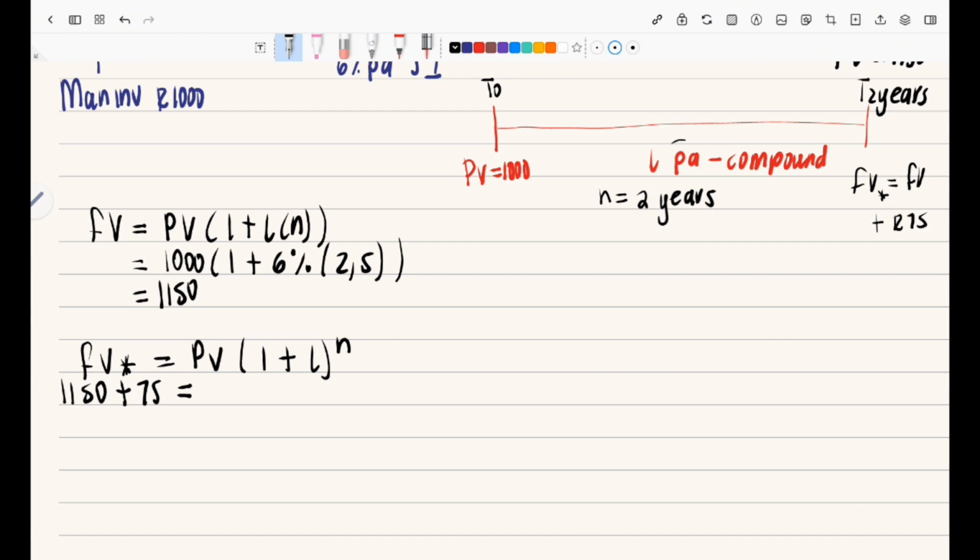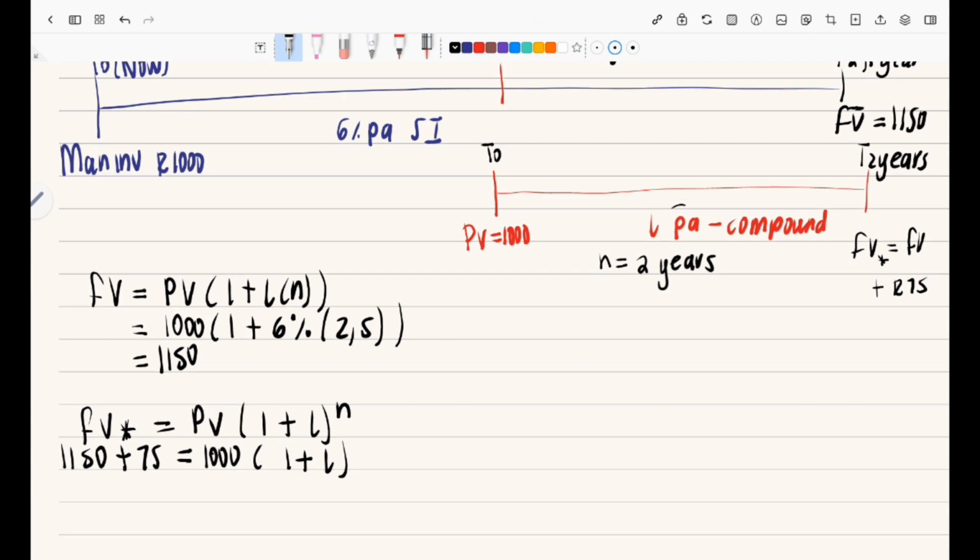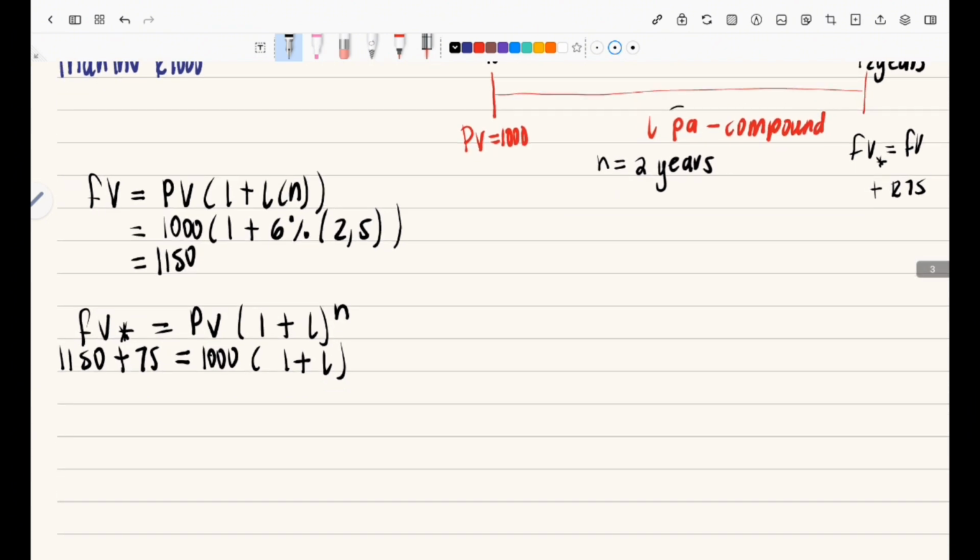The woman invested 1,000 rand. 1 plus I is what I'm looking for. But in terms of N, where did the woman enter the market? From T0 all the way to T2, right? And it's yearly, so I can just put N equal to 2 for the woman. Then solve for I. So it's going to be 1,150 plus 75 divided by 1,000, raised to the power of 1 divided by 2, minus 1, times 100.